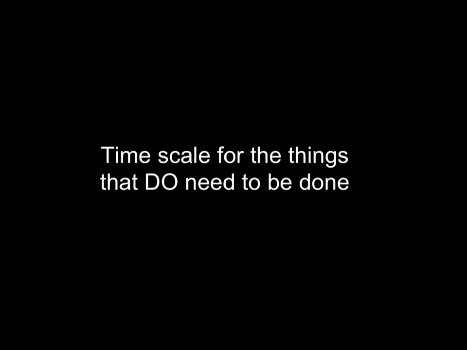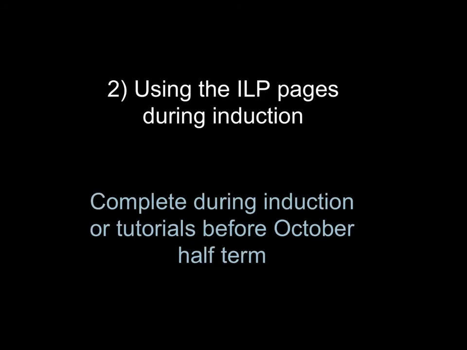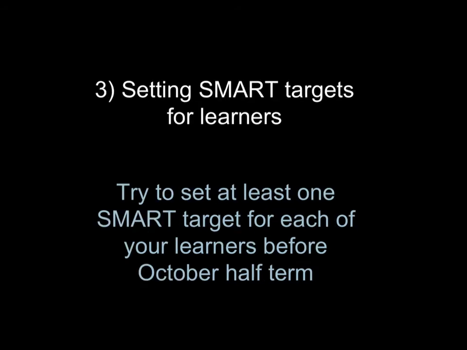So what is the timescale for the things that do need to be done? As you can imagine, the creating of student and tutor groups is most important, and this needs to be done as soon as students are enrolled and entered onto the system. Using the ILP pages can also be done during induction, or you might find it more appropriate to do in later tutorial sessions. So hopefully by October half term we need to be seeing as much ILP pages completed as possible. Number 3, setting SMART targets for learners.